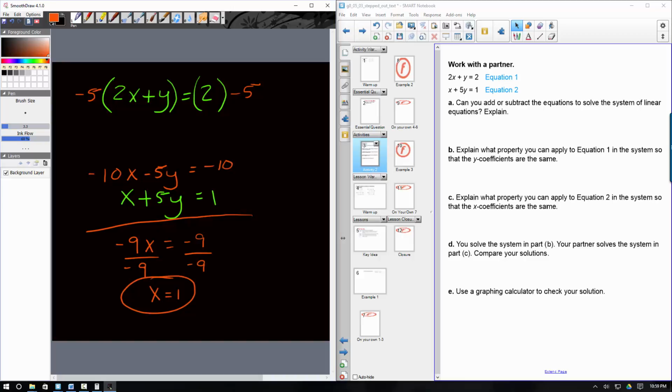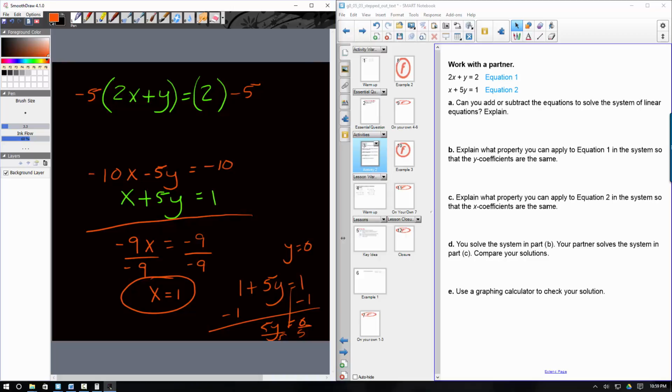Well, if x equals 1, I could then plug this in and figure out what the other value should equal. It's up to you which one you want to put it into, but I'm going to put it into this one here. So I'll say now 1 plus 5y equals 1. I'm going to draw my line, subtract 1 here, subtract 1 here, and I'll have 5y equals 0. I'm going to divide both sides by 5, and in this case, y equals 0.